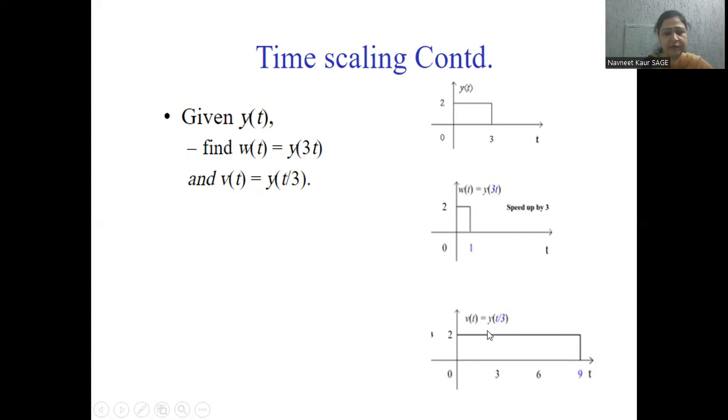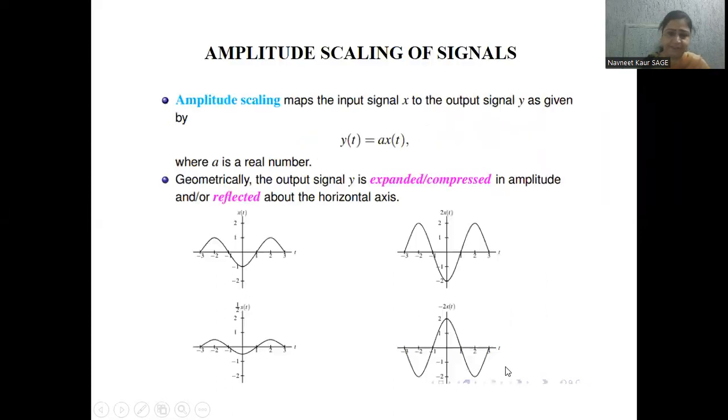Now, if I want to find out another signal, which is y(t/3), here a is equal to 1/3, which is less than 1. So here the signal will be expanded by a factor of 3. So now the signal which had the value at t equal to 3 will now be at t equal to 3 into 3, which is 9. So here now the signal will be defined between 0 and 9 instead of 0 to 3.